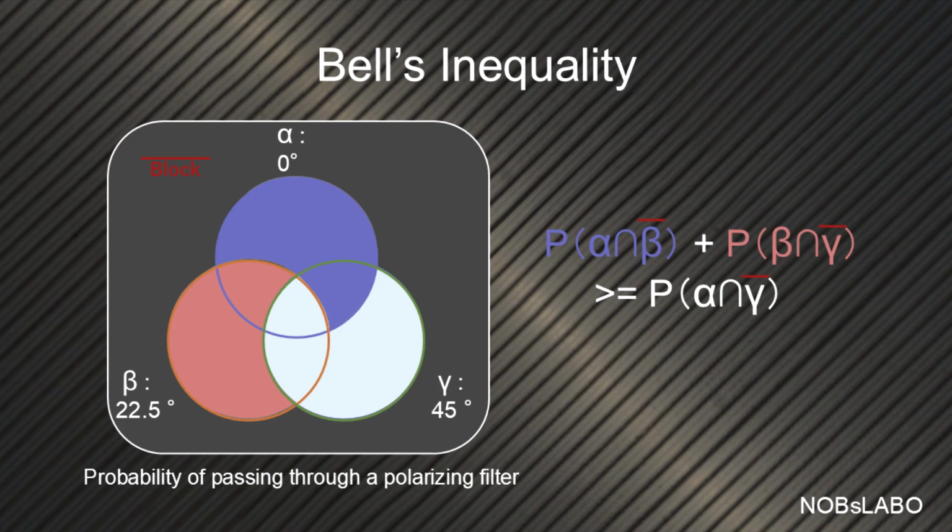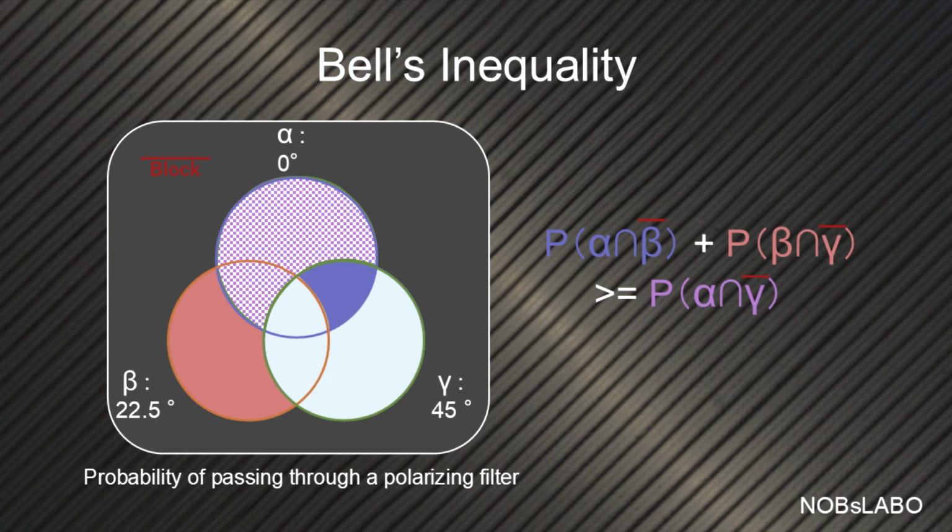The second term of inequality represents the probability that one of the photons in the pair will pass through the beta filter and the other will be blocked by the gamma filter. This is the red area in the set diagram on the left. The right-hand side of the inequality is the probability that one photon will pass through the alpha filter and the other photon in the pair will be blocked by the gamma filter. This is represented by the purple shaded area in the set diagram on the left. As you can see from the set map, the purple area is completely contained in the red and blue areas, so the probability should always be equal to or less than the probability of the red and blue parts added together.